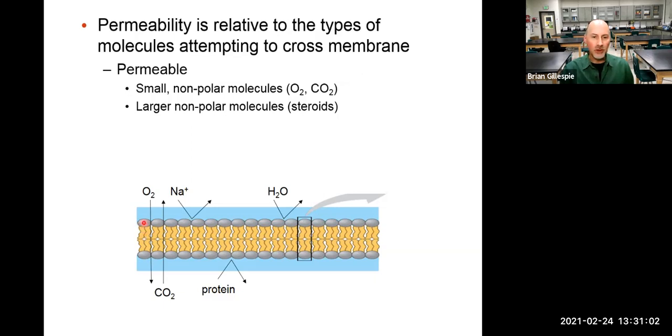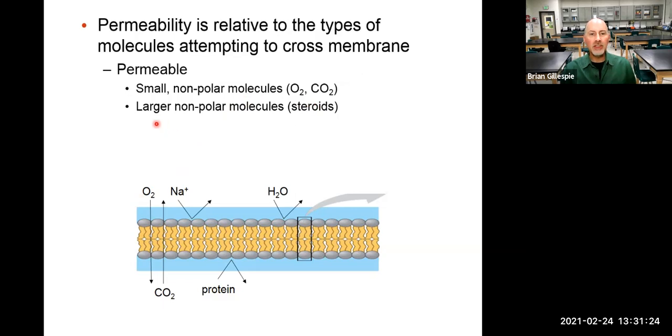hydrocarbon tails and the glycerol heads and everything like that. So they can often kind of squeak their way through the nonpolar regions and simply move across the membrane, primarily being driven by the process of diffusion and always moving in accordance with a concentration gradient. So that seems to work.